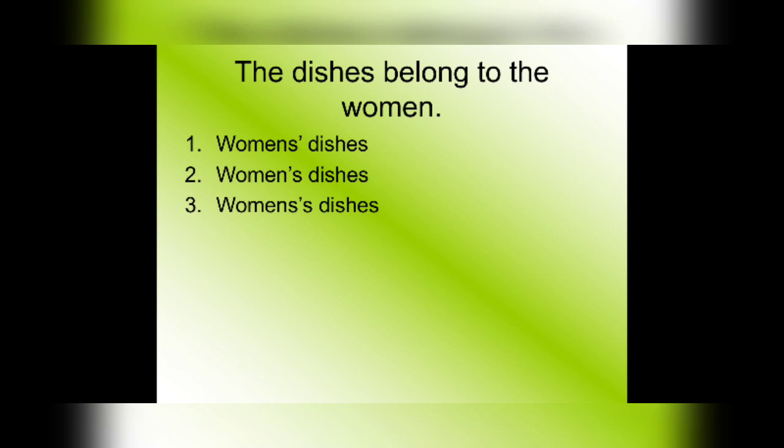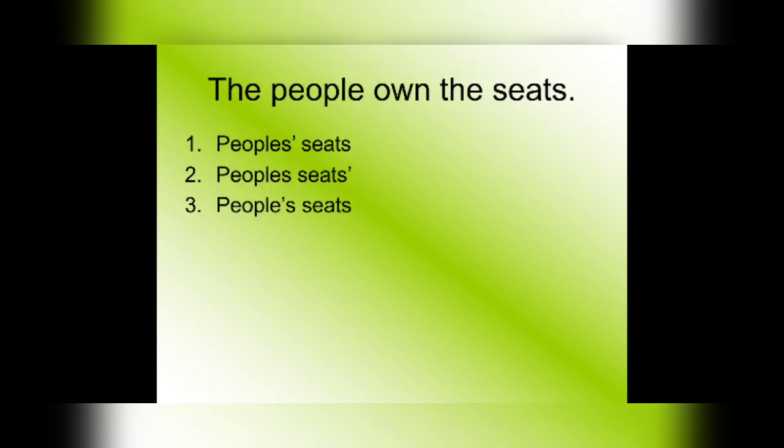The second, the dishes belong to the women. So write down your answer and check after writing your answer. The second answer is correct. Women's dishes. The people own the seats. So here write down your answer. Remember the rule. So answer number 3 is correct. People's seats.